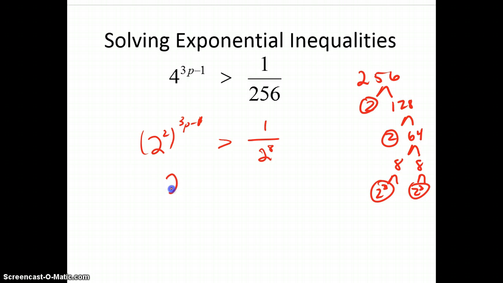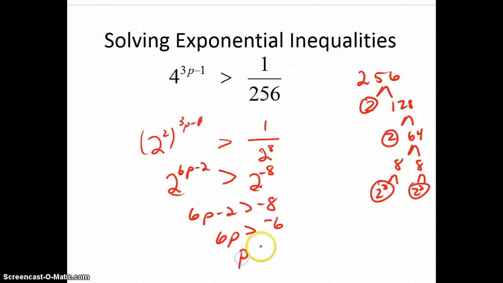Now on the left side we have 2 to the 6p minus 2, because I had to distribute that 2 in. And then I'm going to rewrite this one as 2 to the -8 power. At this point we have bases that are the same, and we set the exponents and use the inequality as given. So we would add 2 to both sides, and we get p is greater than negative 1. What we can do is plug in a value that's greater than negative 1, so maybe 0, and check this to make sure that it works.